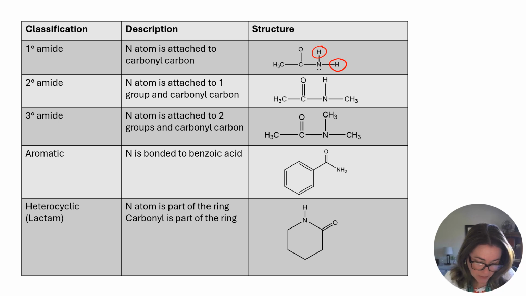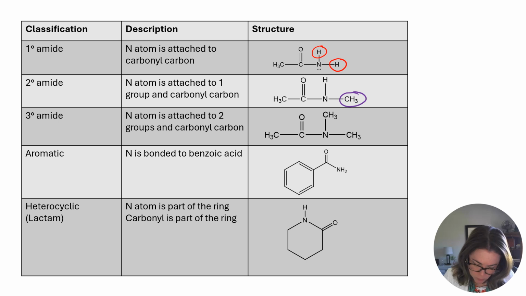Next, if it is secondary, my nitrogen is attached to one group and is also attached to the carbonyl carbon. So again, I'm focusing on what is going on with that nitrogen. Here I have one group. That is going to make that a secondary amide. And so here is my secondary amide. Here is my amine, and I have one R group on that amine.